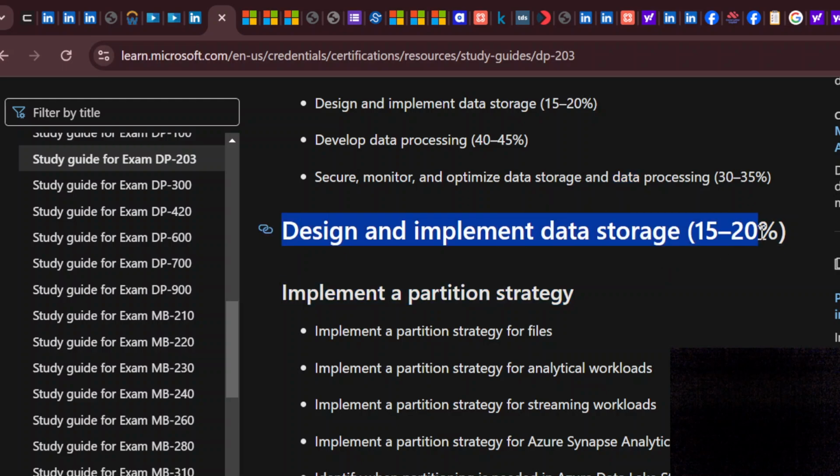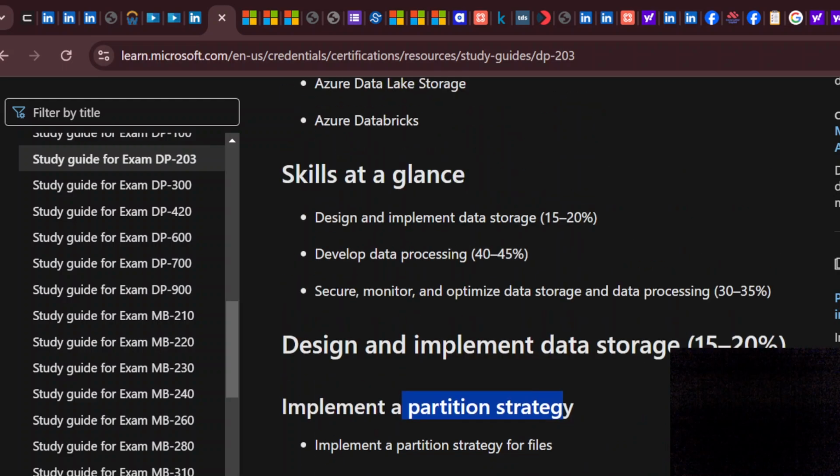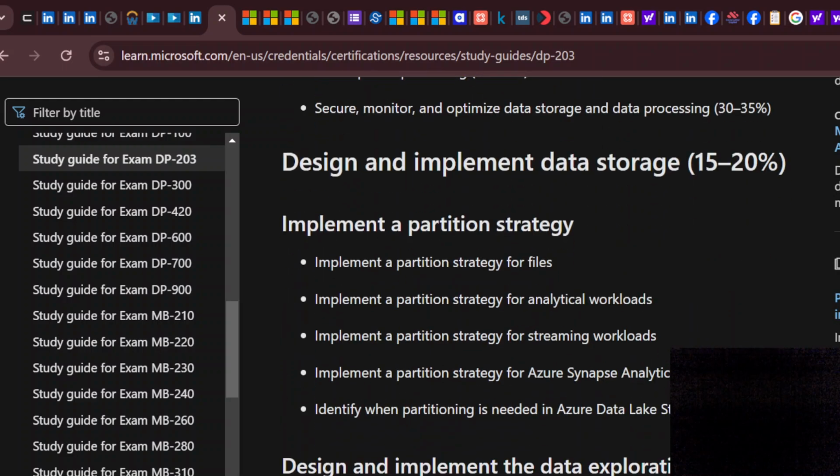Okay. Design and implement data storage. Here: implement a partition strategy for files, implement a partition strategy for analytical workloads, implement a partition strategy for streaming workloads. So, files, analytical workloads, streaming workloads. Azure Synapse Analytics partitioning is needed in Azure Data Lake Storage Gen 2. So how would you implement a partition strategy for these?